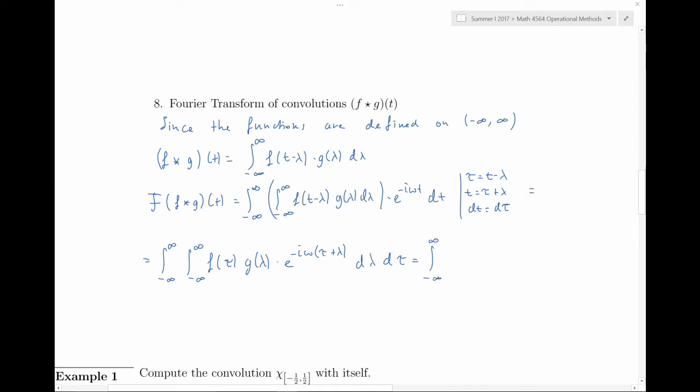So this can be written as a product of two integrals. Since now the integrals are completely decoupled, we have the integral of f of tau times e to the minus i omega tau d tau, times the integral from minus infinity to infinity of g of lambda times e to the minus i omega lambda d lambda, which is just the product of the Fourier transform of f with the Fourier transform of g.